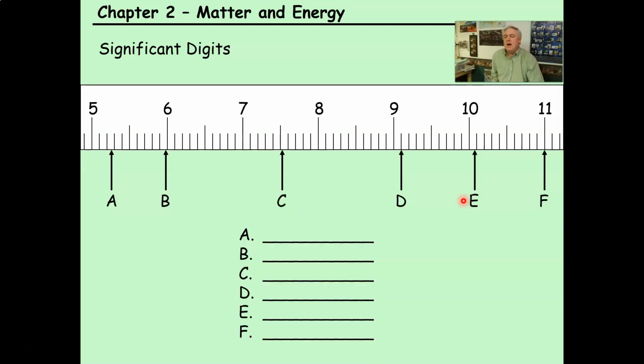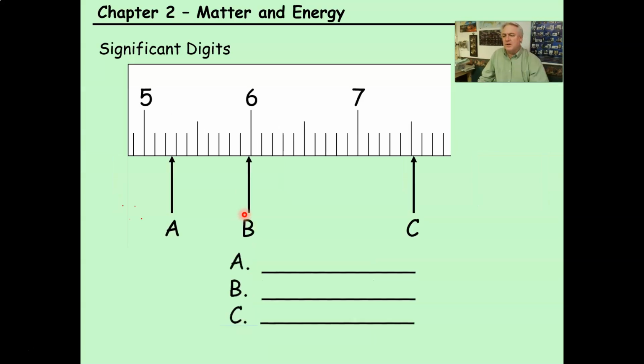All right, let's look at how we arrive at this. Here's an example of a ruler kind of enlarged. And we got some arrows matched up with the ruler. And we're going to see what we would actually measure to the correct precision. All right, let's look at it a little bit closer. Here's arrow A.